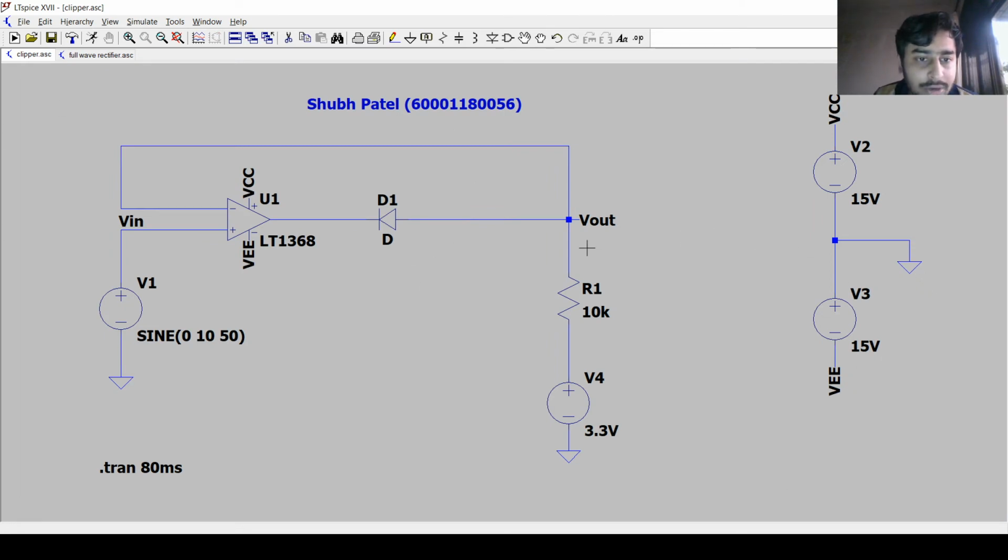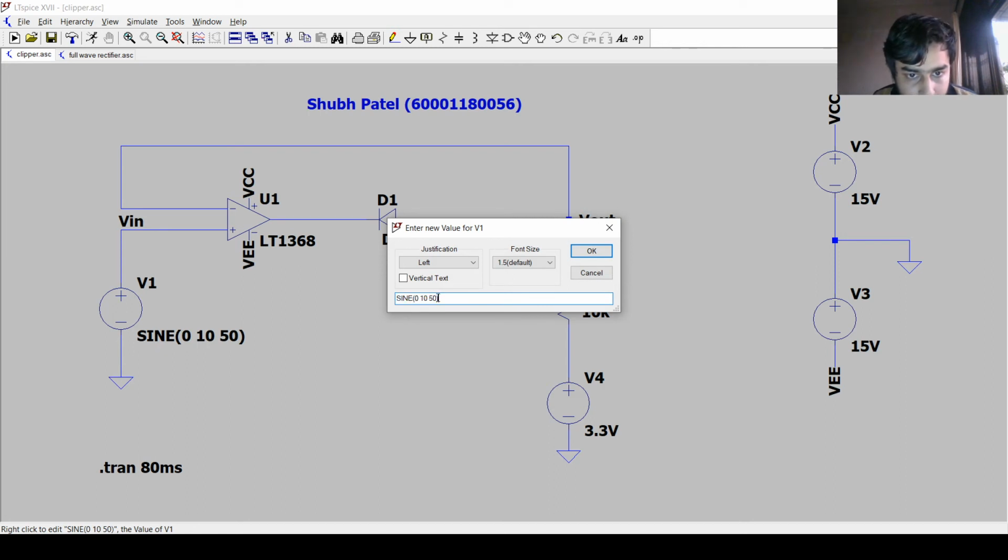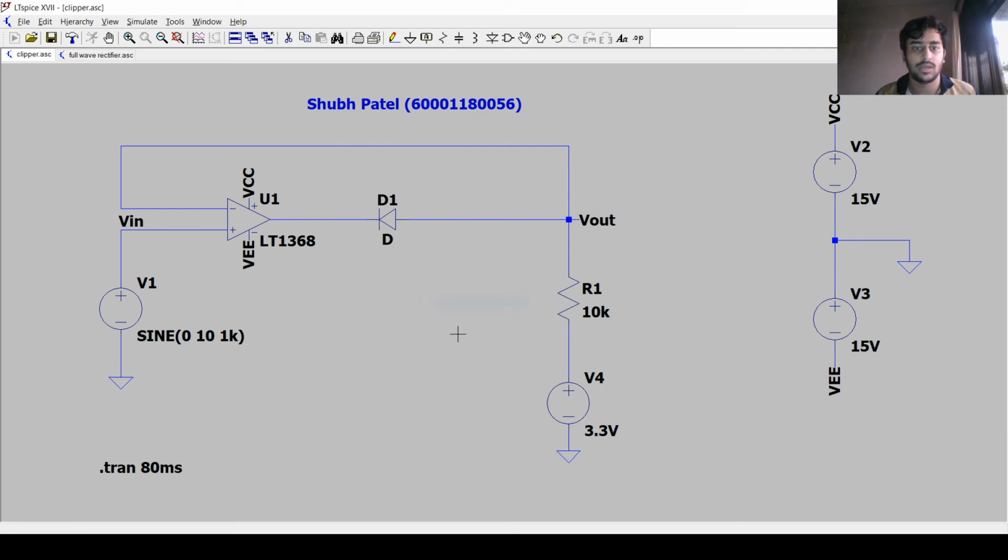So this is the positive clipper circuit, and the negative of this diode is connected to the output of this op amp. When this input is less than this threshold input, this diode will be on and the output voltage will be equal to the output of this op amp, the input voltage. When this is higher than this voltage, this diode will become off and the output voltage will be equal to the threshold voltage. So now let's run for 1 kilohertz frequency. Click on run.